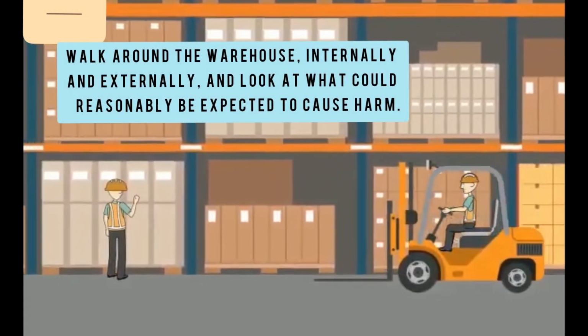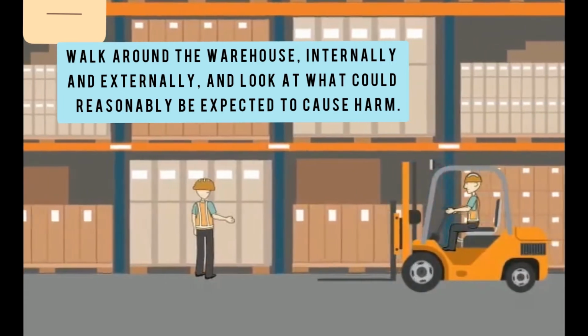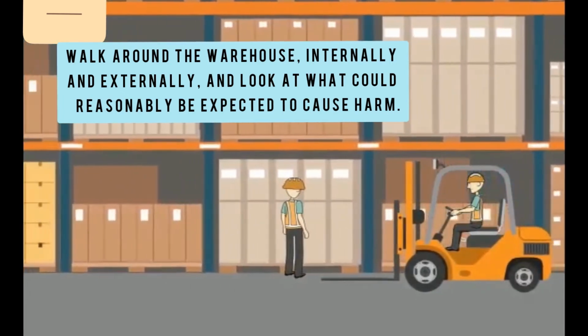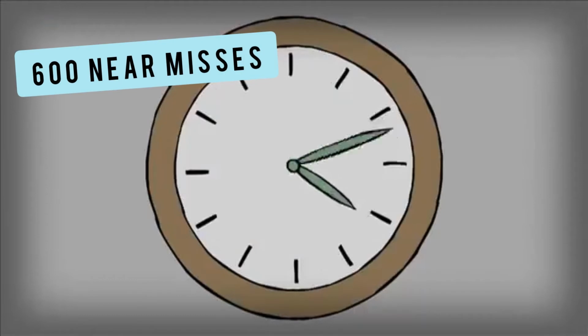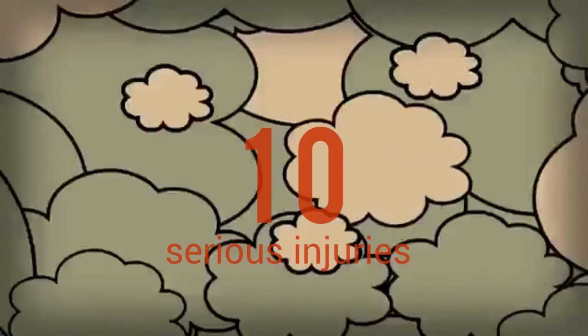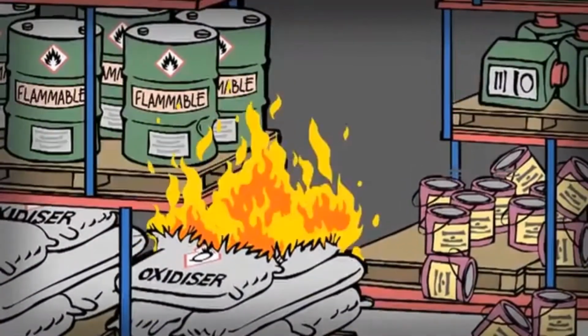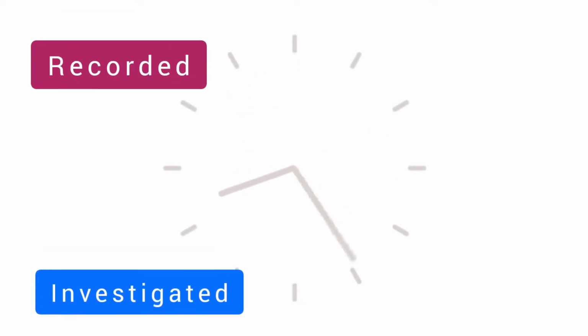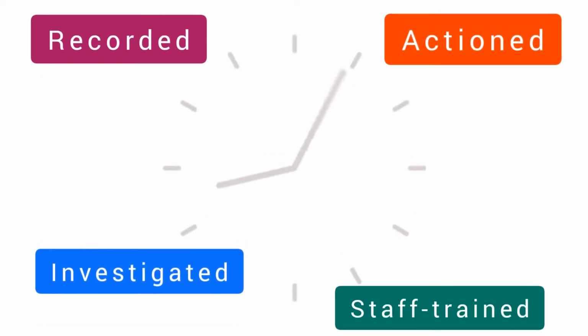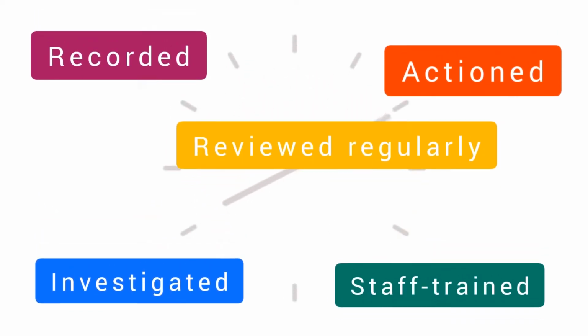In identifying the hazards, walk around the warehouse internally and externally and look at what could reasonably be expected to cause harm. This figure is the accident pyramid adapted from Bird and Germain. This figure shows that for every 600 near misses, there are 10 serious injuries, and for every 10 serious injuries, there can be 1 fatality. Thus, every near miss needs to be recorded, investigated, actioned, staff trained, and the situation should be reviewed regularly.